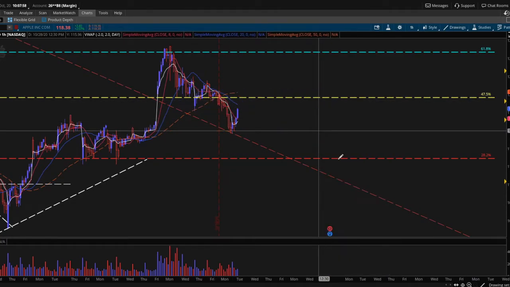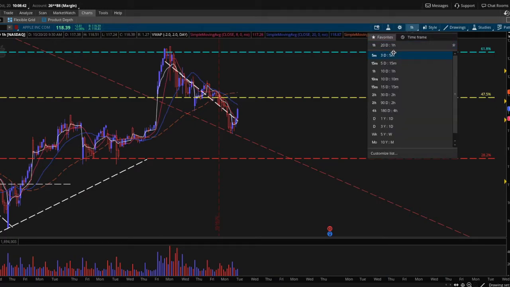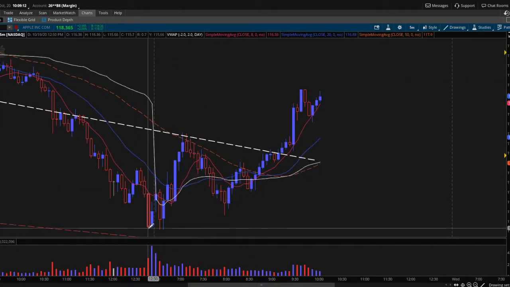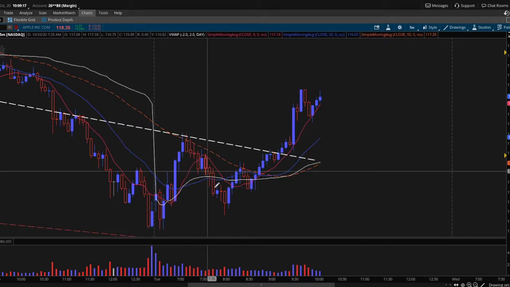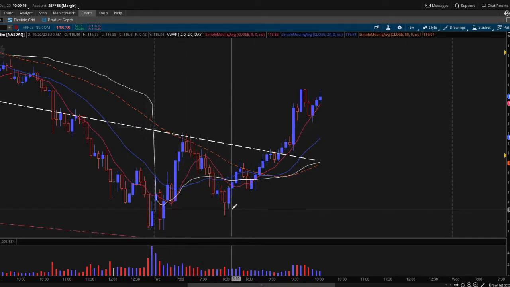So let's go into a smaller time frame. Let's go to the 3-day 5-minute chart. We can see that we have another wave pattern. We push up and sell off, coming down to a higher low.